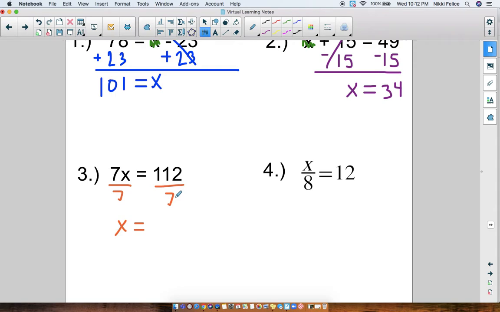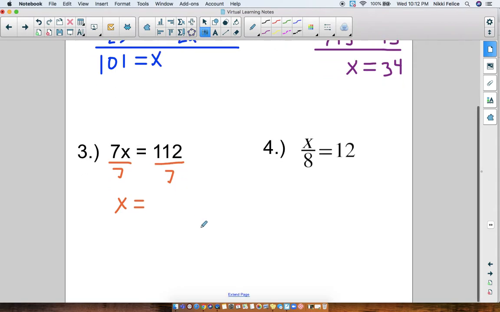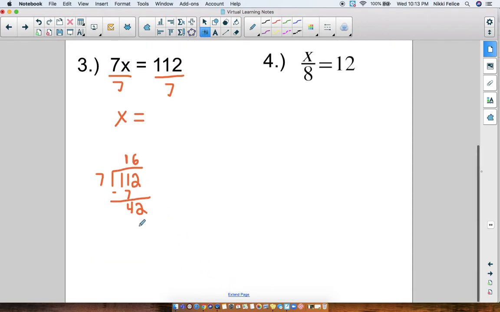Now we do 112 divided by 7. Now it's okay if you don't know 112 divided by 7. You know how to divide. Do your division over here on the edge. So 7 goes into 11 one time. 1 times 7 is 7. 11 minus 7 is 4. And then we bring down the 2. How many times does 7 go into 42? 6 times. And then 6 times 7 is 42, and we are done.